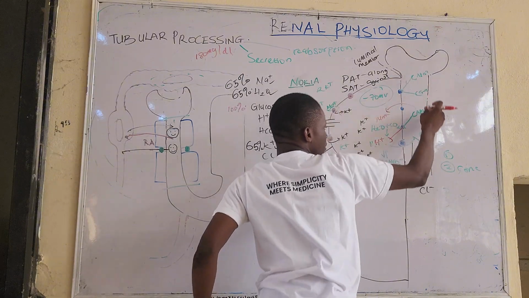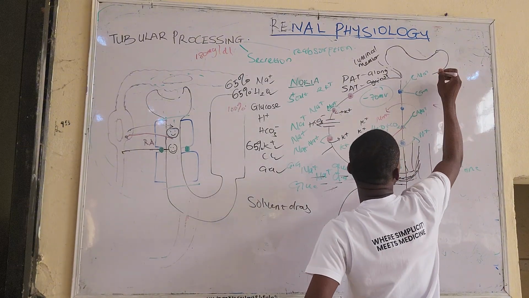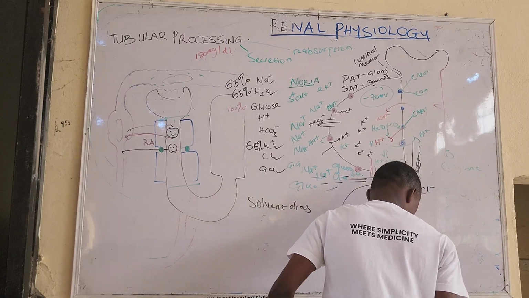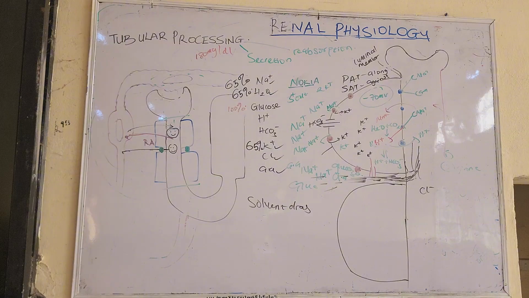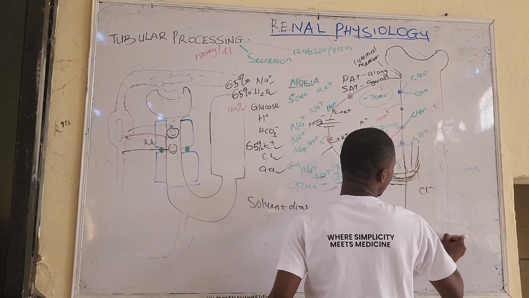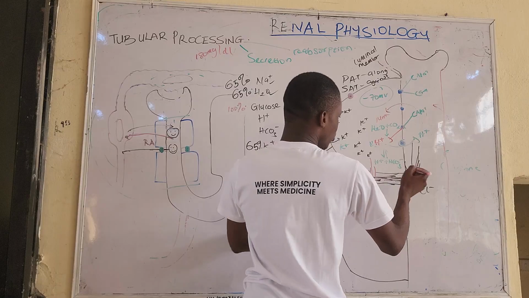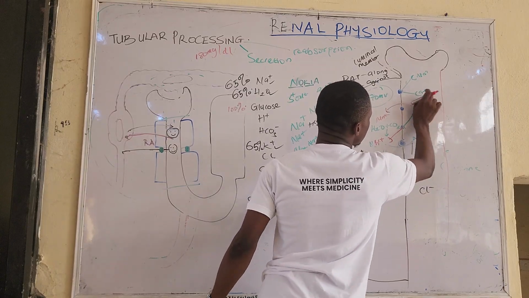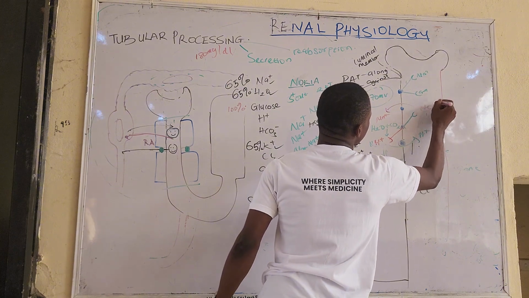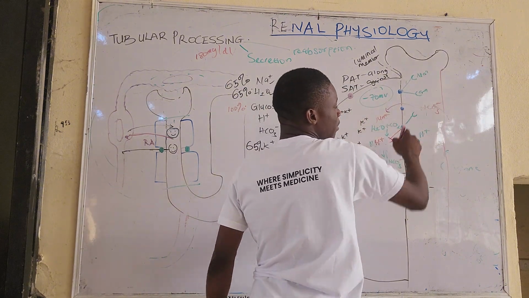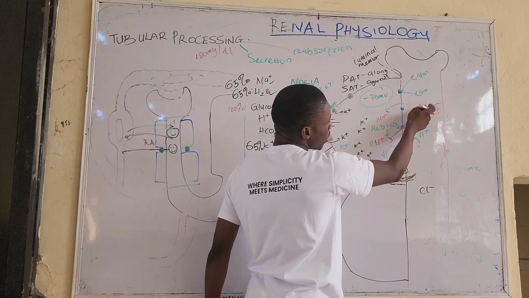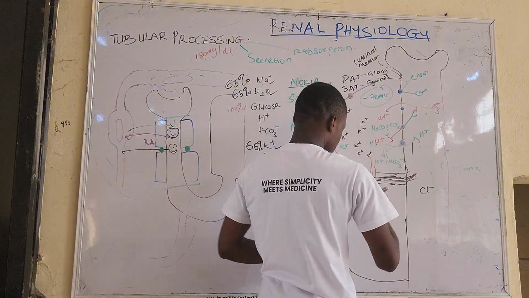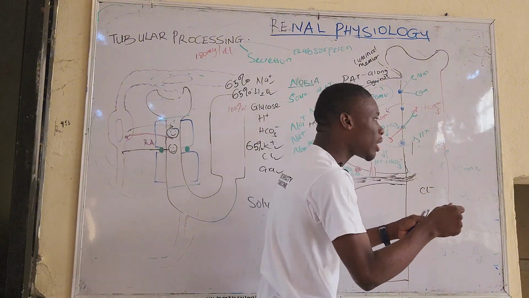Inside this tubule, let me make it bigger. There's an ion inside this tube called HCO3. That's the bicarbonate. So now this pump has worked. It has carried sodium inside, and hydrogen is coming outside.